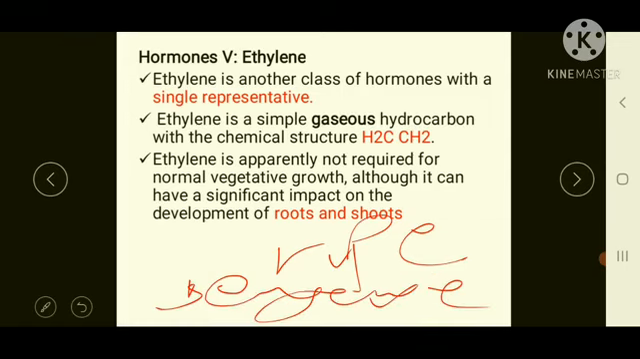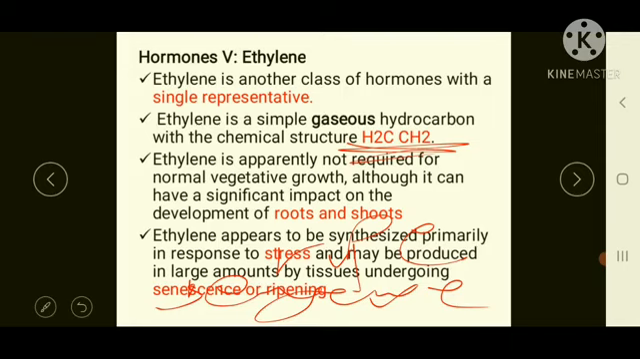It stimulates senescence. Ethylene is another class of hormone which has a single representative. This is the general formula for ethylene, which is a gaseous hydrocarbon with a chemical structure here. Ethylene is apparently not required for normal vegetative growth. Also, it can have a significant impact on the development of root and shoots.